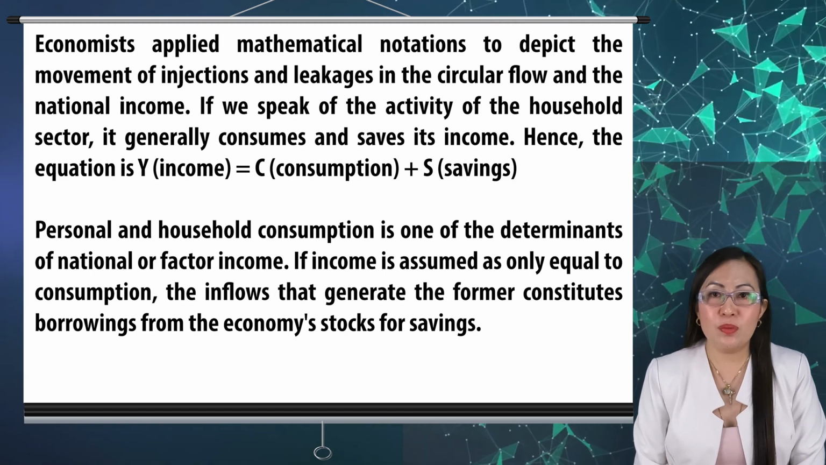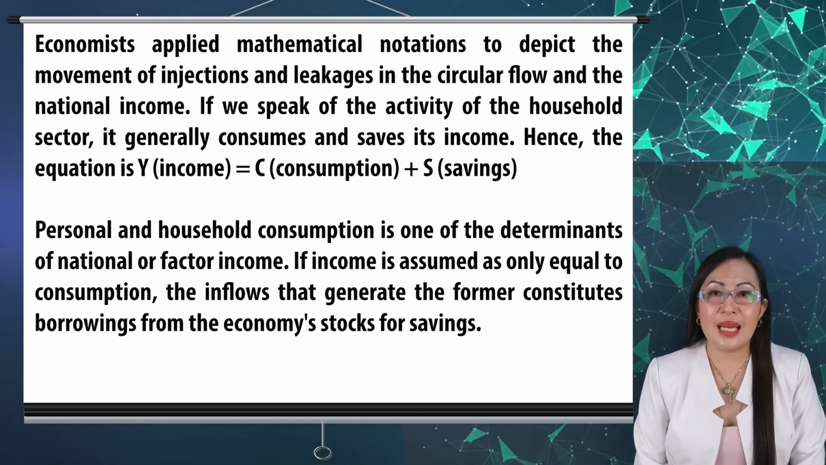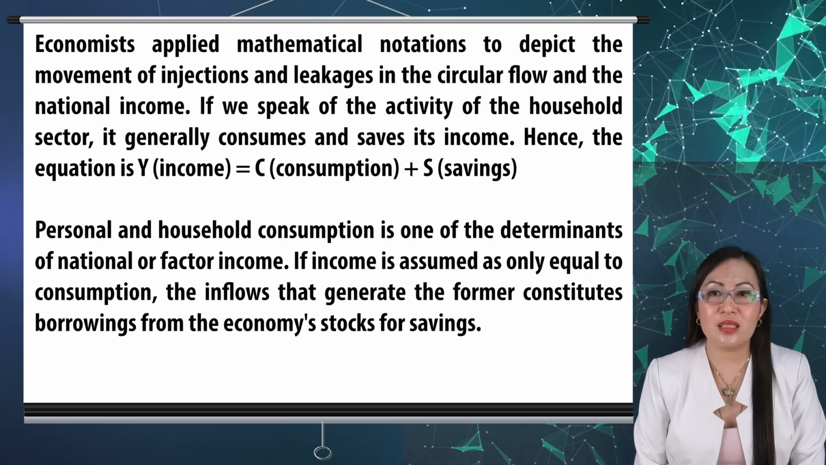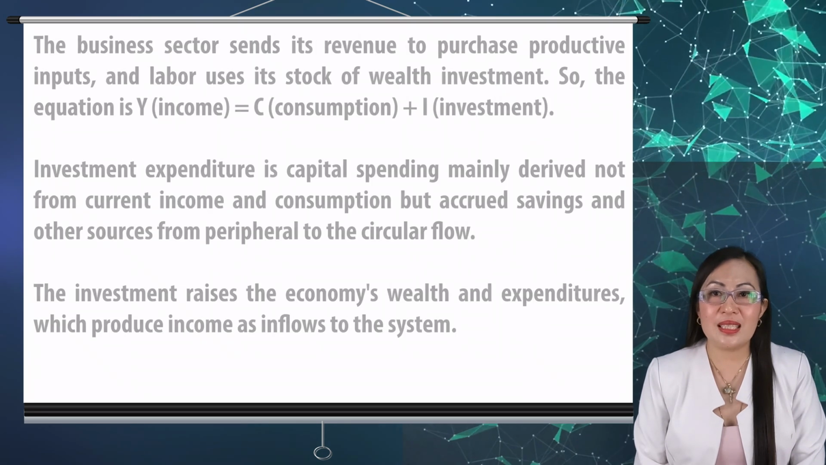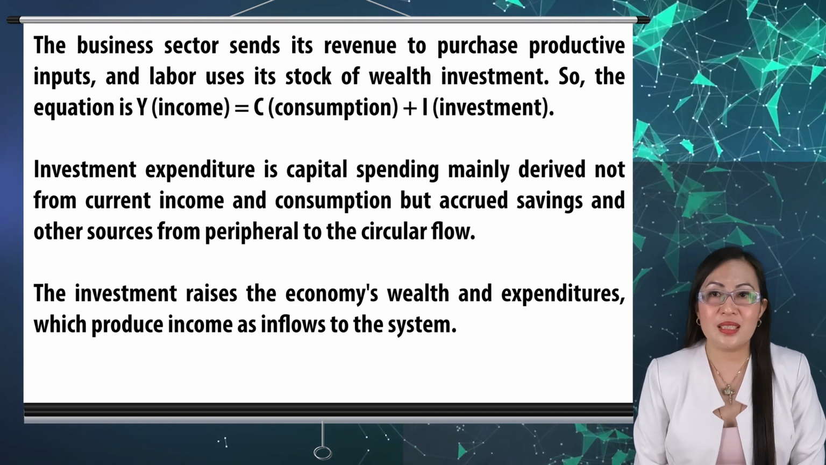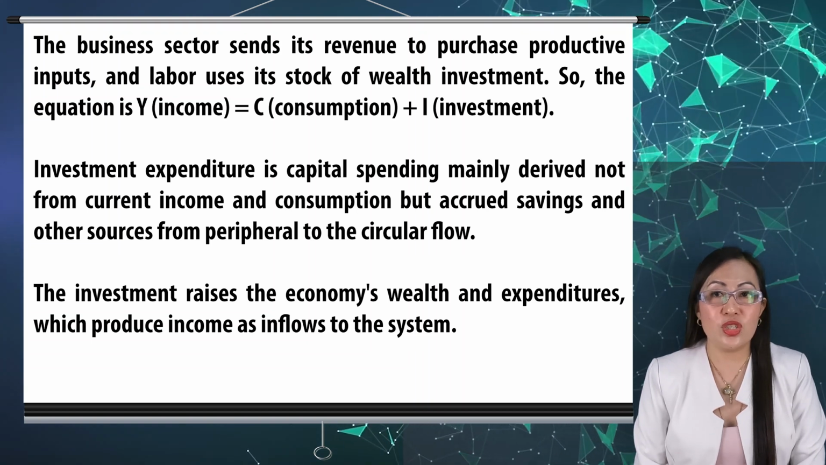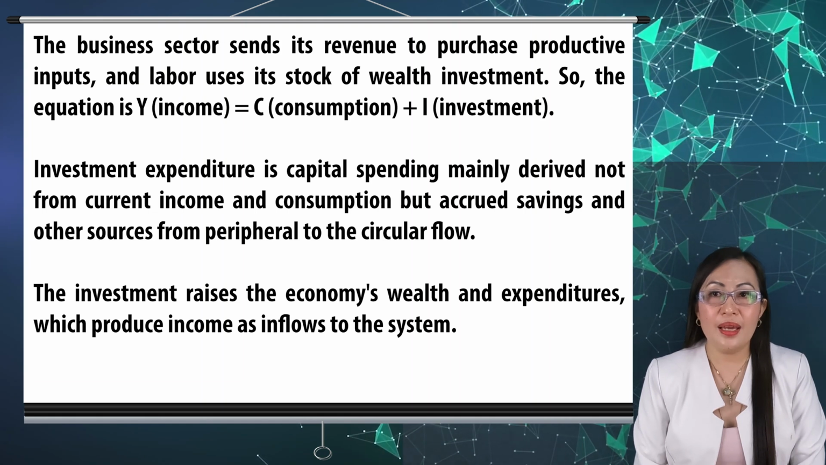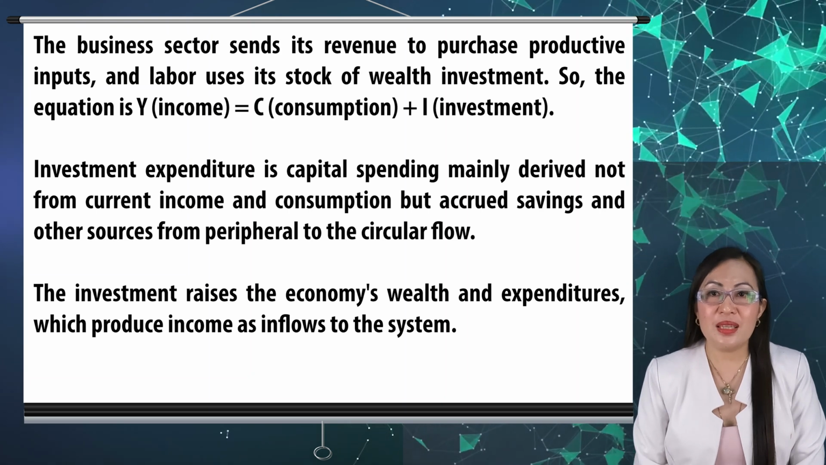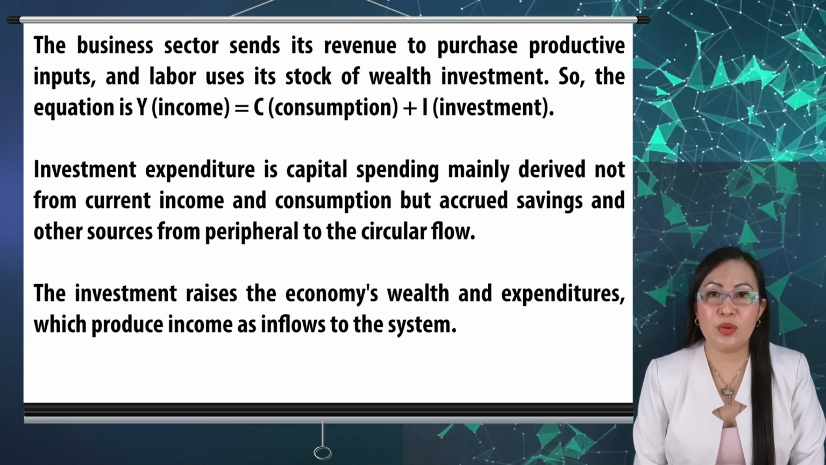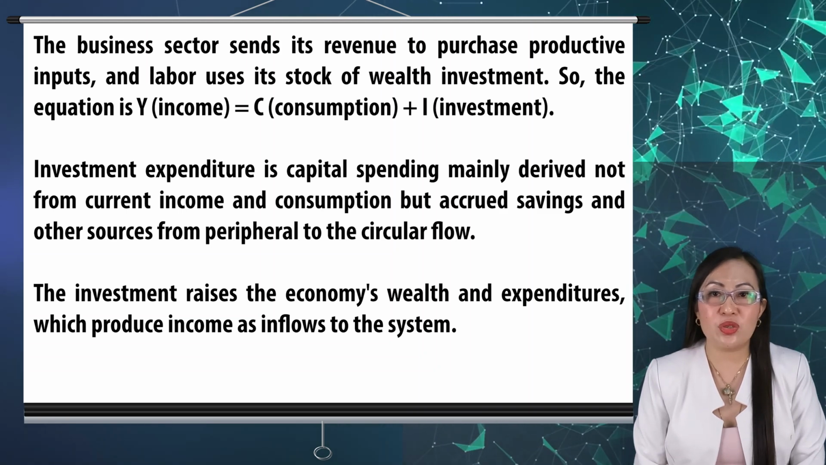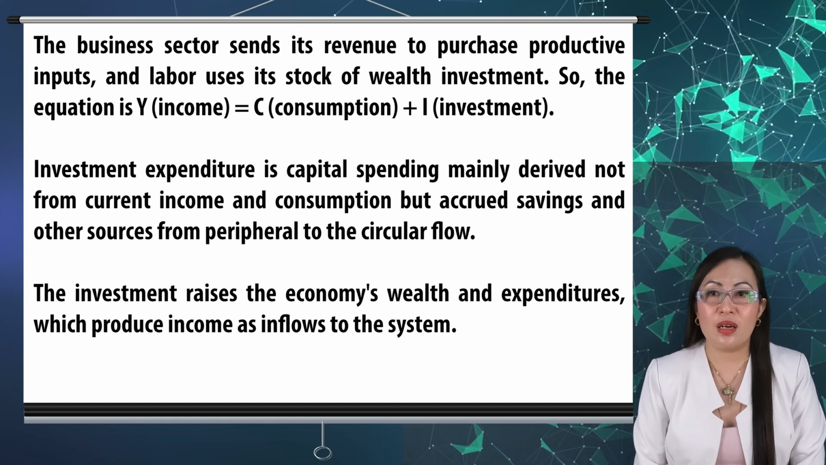If income is assumed as only equal to consumption, the inflows that generate the former constitute borrowing from the national economy stocks for savings. The business sector sends its revenues to purchase productive inputs and labor uses its stock of wealth for investments. So, the equation is Y equals C plus investments. Investment expenditure is capital spending mainly derived not from current income and consumption, but from accrued savings and other sources peripheral to the circular flow.